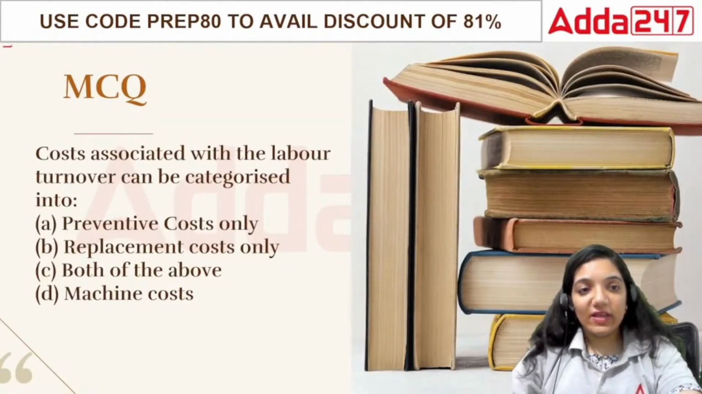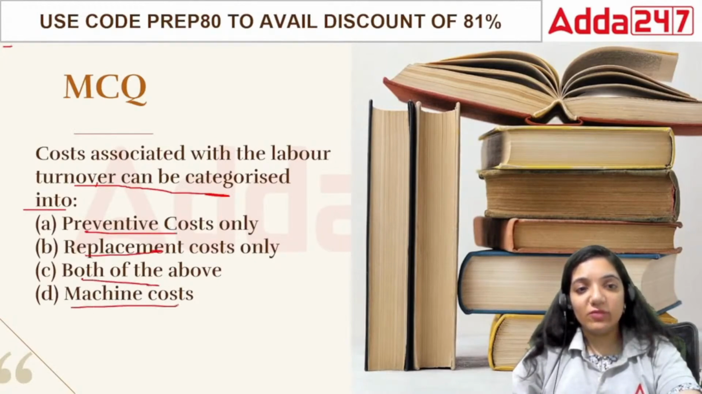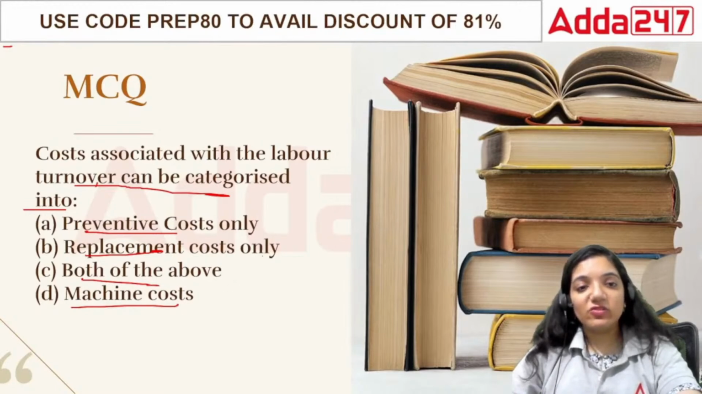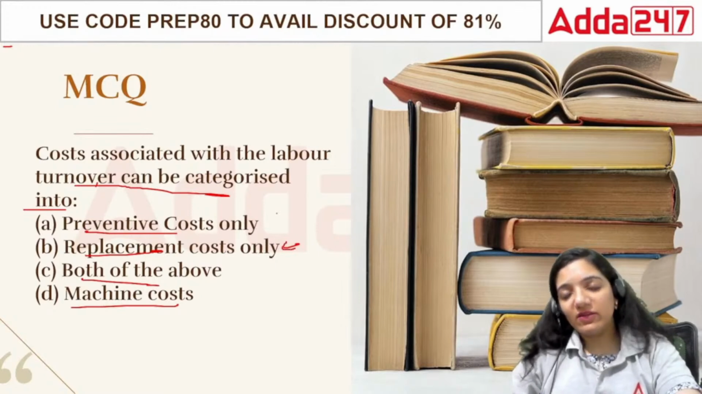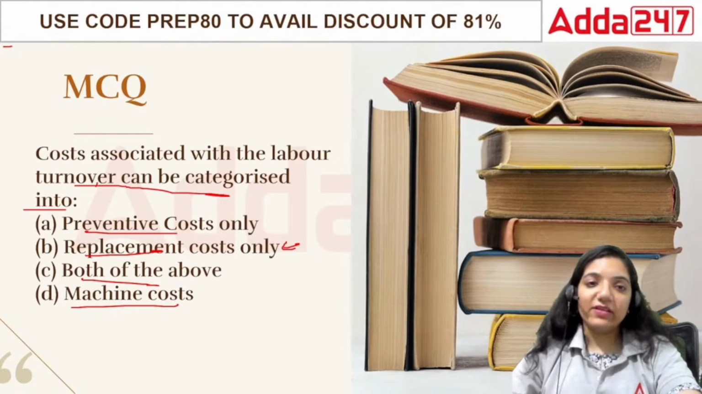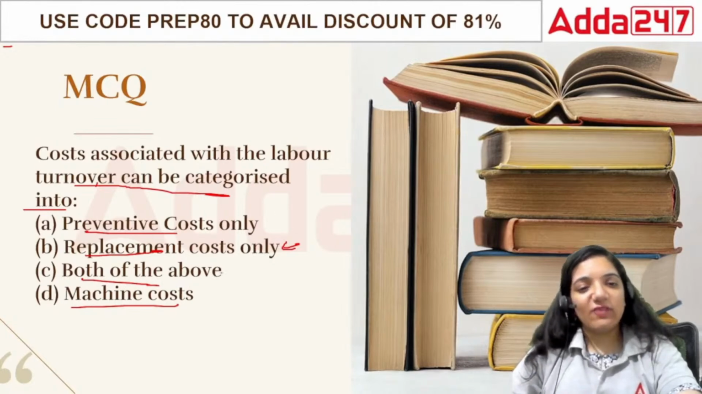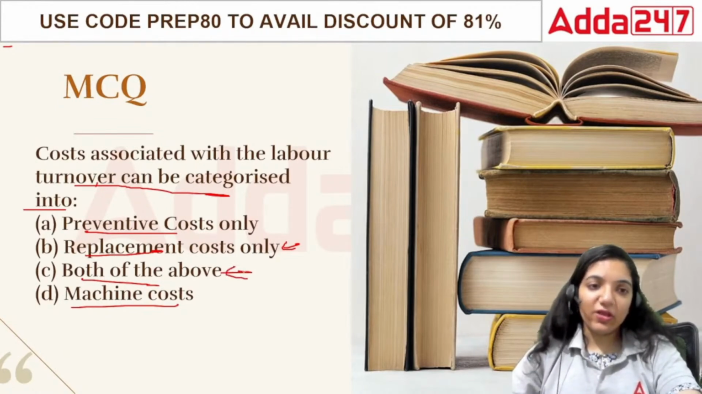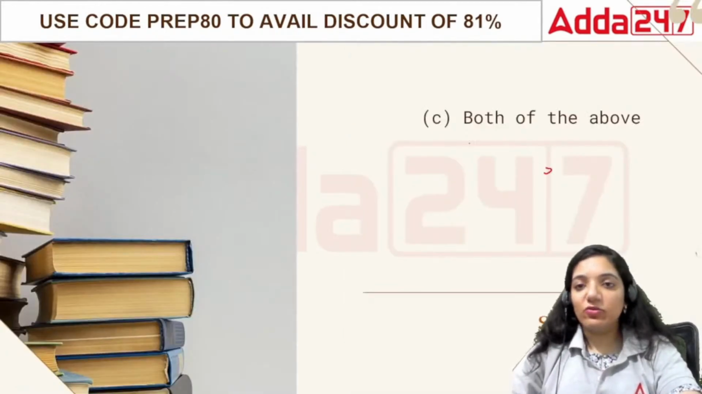Costs associated with labor turnover can be categorized into preventive cost, replacement cost, both, or machine cost. In terms of labor turnover, we can have both. Preventive, so that we make sure the person stays in the organization and does not have any problem with us. Second is replacement cost, which relates to the case where the particular person doesn't work properly, we give them training and then we change them. Then we take it as replacement cost. So in this case I would say both. We'll try to prevent them from going, and if they move away, then we'll replace them accordingly. Then it is both of the above.